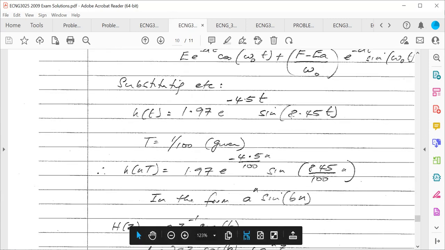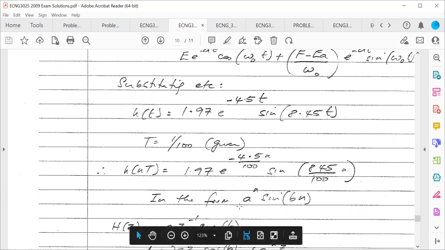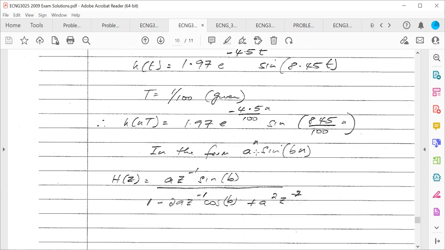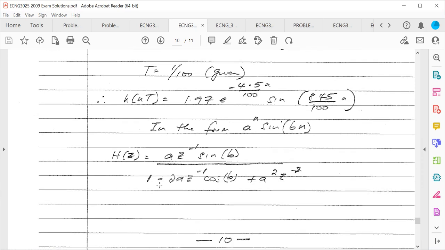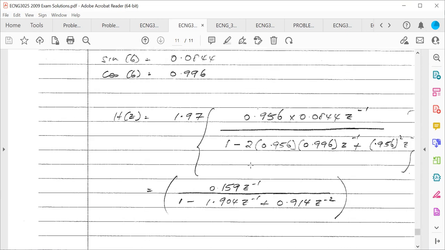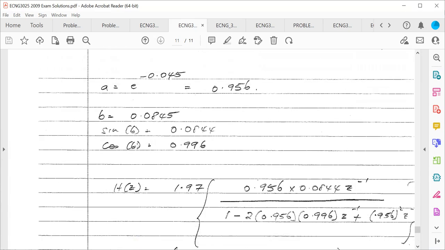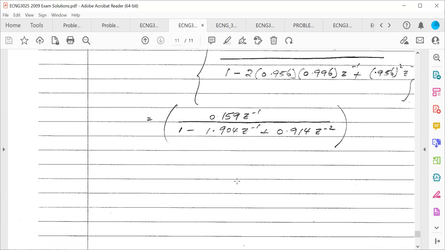T is 0.01, so wherever you see t here, you replace that by n over 100, or 0.01n. So this is now in the form a to the power n sine(bn), and you go into your Z transform tables. The Z transform, H(z), is going to be in this form, and you evaluate sine b, cosine b, and a. If you do that, you get the answer looking like this. Of course, remember when you're evaluating sine and cosine, keep your calculator in radians, please. And that's the answer right there.